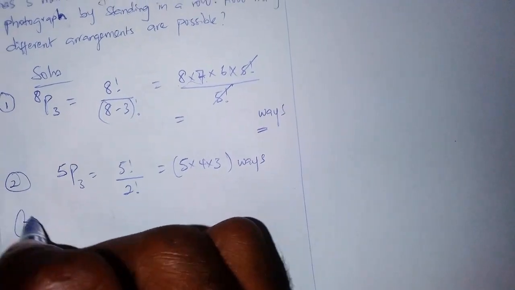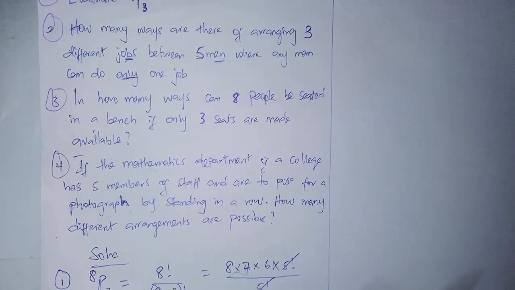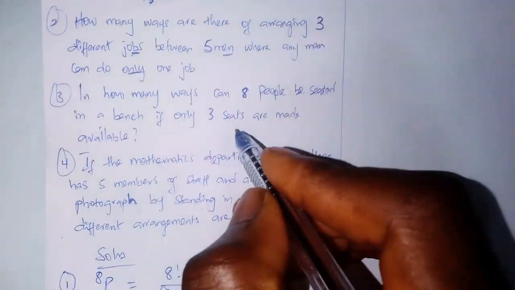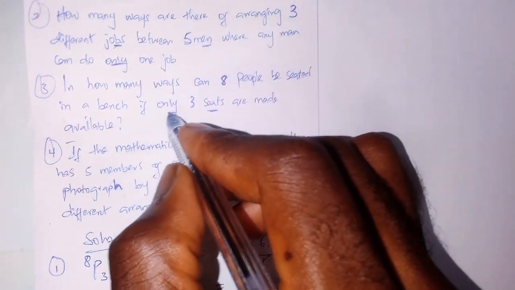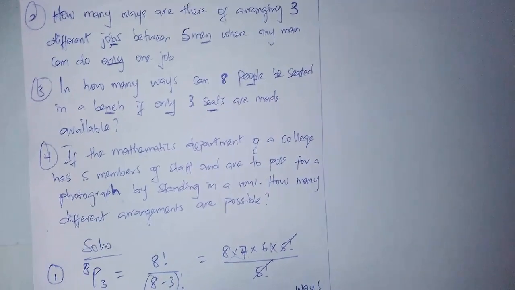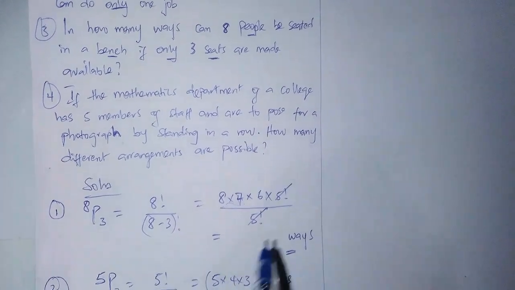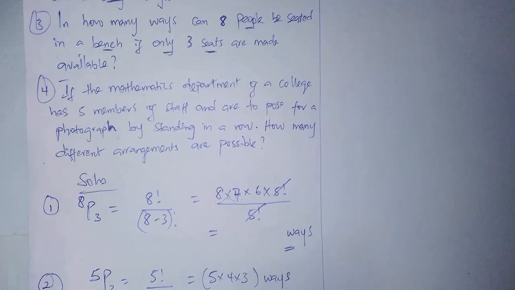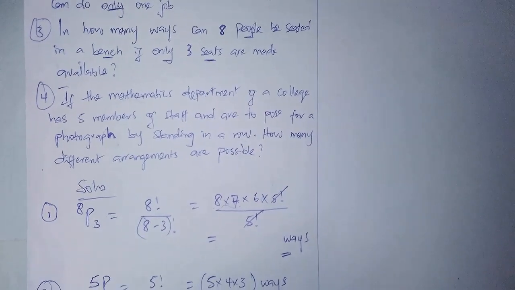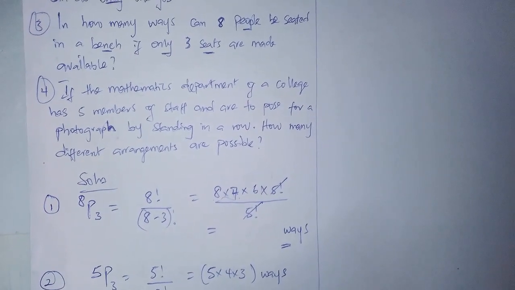For number 3, in how many ways can 8 people be seated on a bench if only 3 seats are made available? Now, a restriction is also given in this case. Only 3 seats are made available. 8 people, one bench. So in this case also, I have 8 permutation 3, which should give me my answer. So that's 8 times 7 times 6 ways.